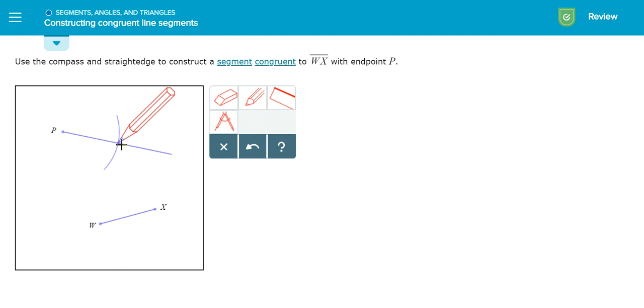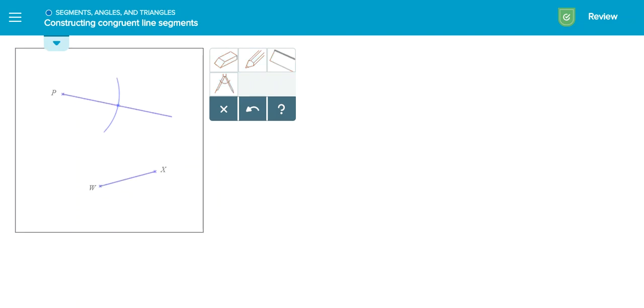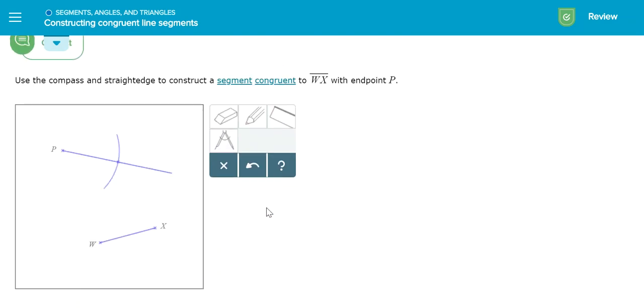So if this point right here shows a point that's the same distance from P as my distance between X and W, then that right there is my line segment that's congruent to W and X. So if we check that here, we should be good.